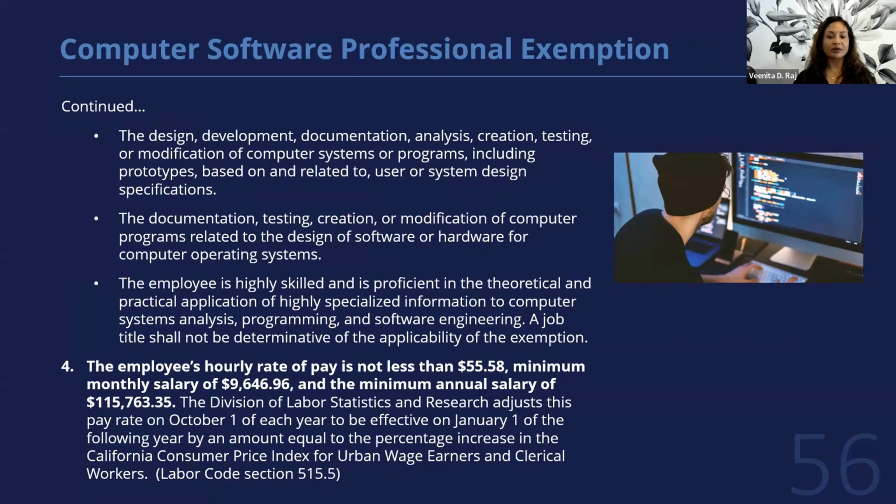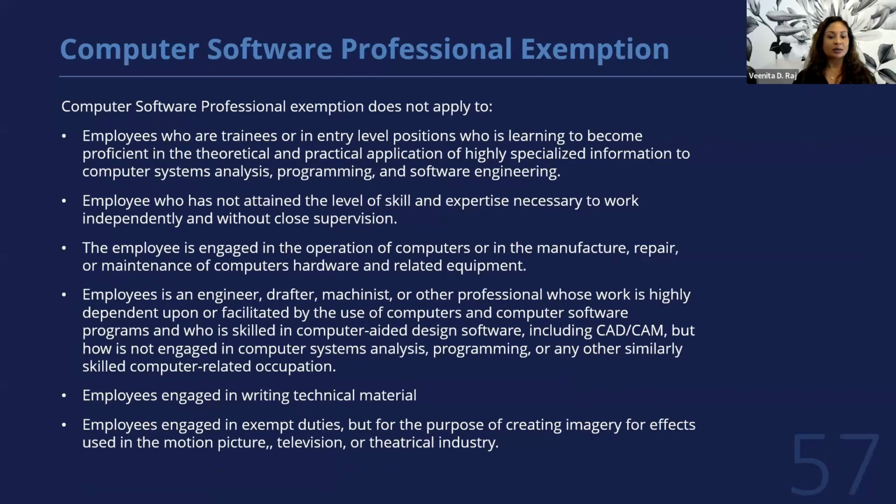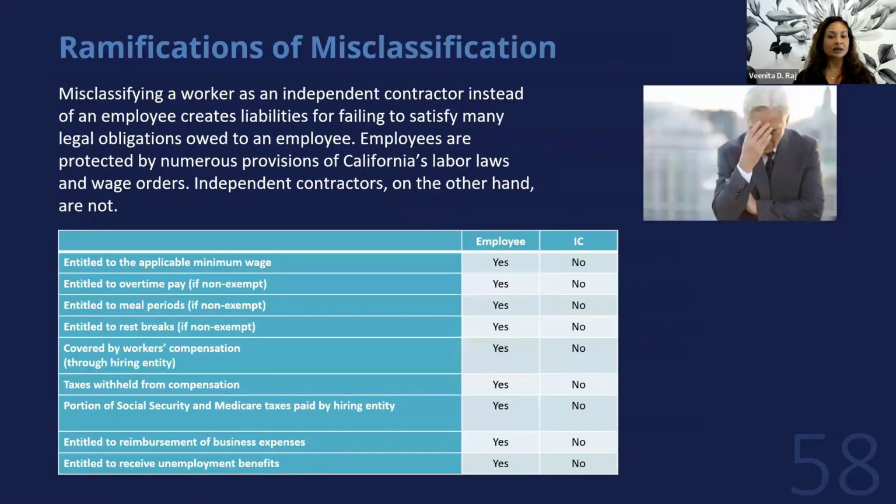We're out of time, so we will not be able to get into the ramifications of misclassification, which start at slide 60, I believe. So you can see the chart that we have prepared, actually slide 58, that outlines the entitlements for an employee versus an independent contractor, which illustrates what the differences are with respect to wage and hour laws for the most part.